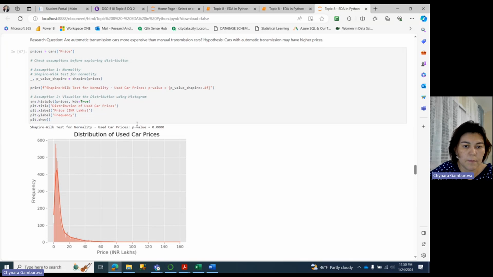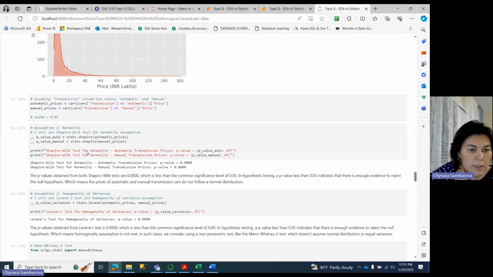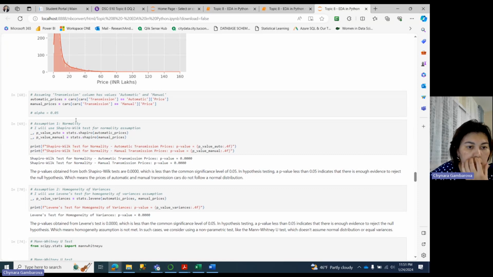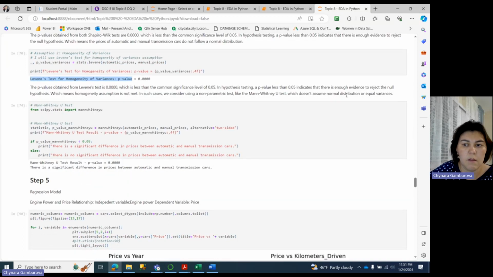But here we can see the p-value is less for the Shapiro test, which means it's not normally distributed. And here we can see that it's skewed. The second assumption, so excuse me, here we have my explanation. And then the second assumption is homoscedasticity. And here we are using Levene's test, and again it's 0, which means we are rejecting the null hypothesis, which means the homogeneity assumption is not met.